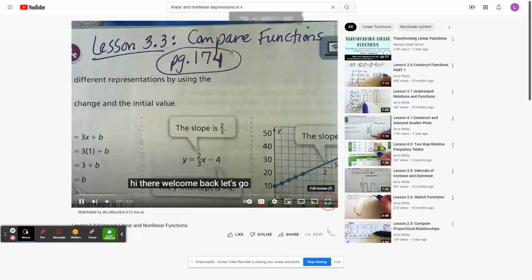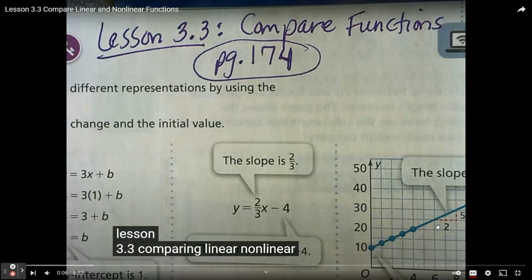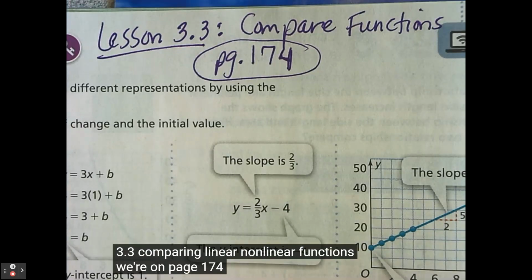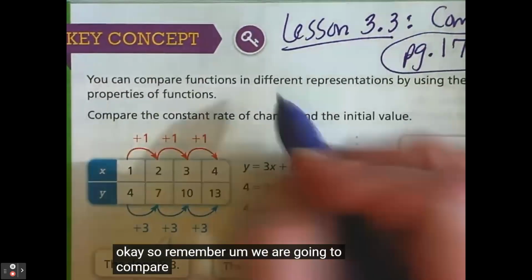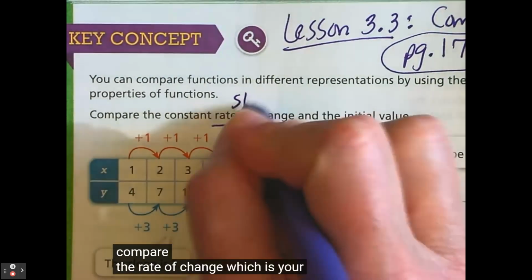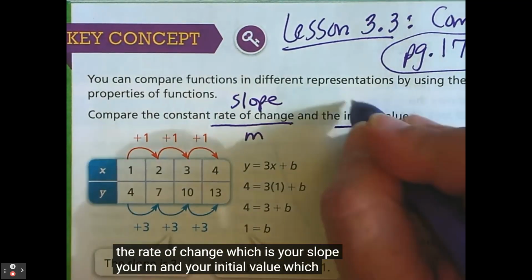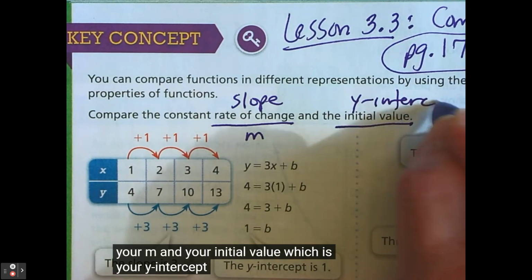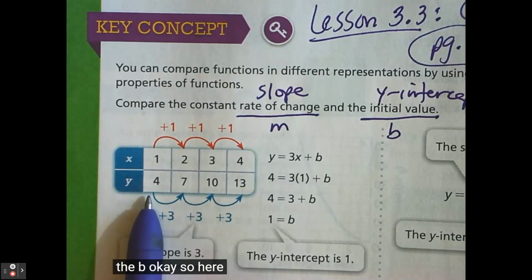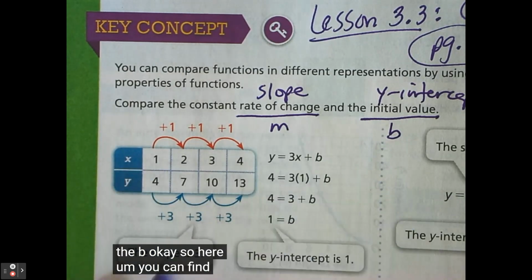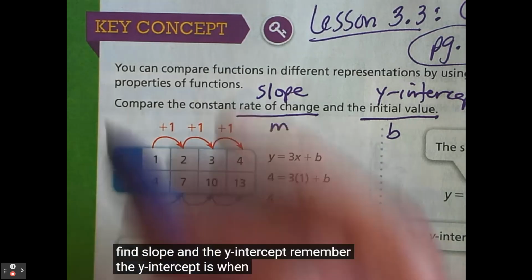Welcome back. Let's go over lesson 3.3, comparing linear and nonlinear functions. We're on page 174. Remember, we are going to compare the rate of change, which is your slope, your m, and your initial value, which is your y-intercept, the b. Here you can find both slope and the y-intercept. Remember, the y-intercept is when x is 0.